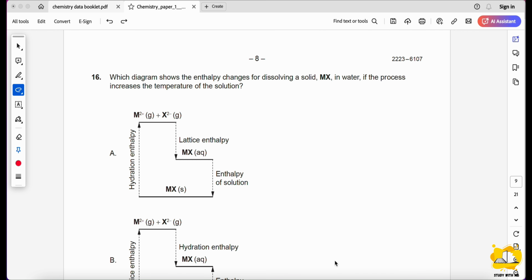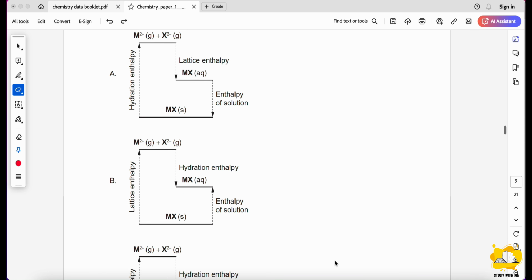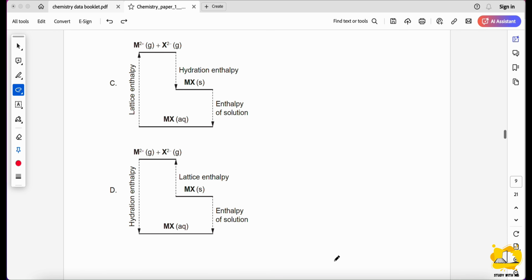So we need to find the enthalpy of hydration that is exothermic, which is this one. And the lattice enthalpy is when 1 mole of ionic compound is broken apart into its constituent gaseous ions, and in most cases is endothermic, and this one will be endothermic. So the answer is D.